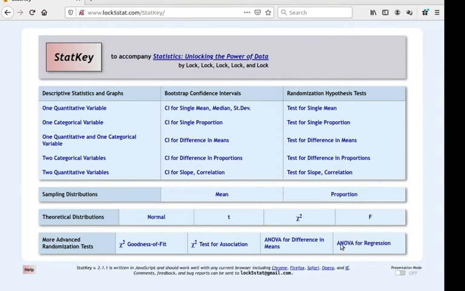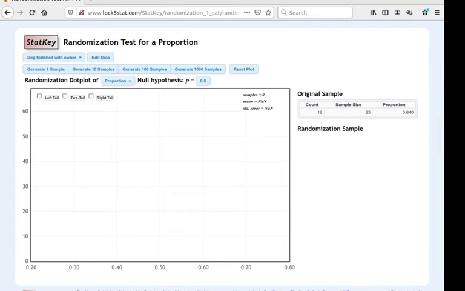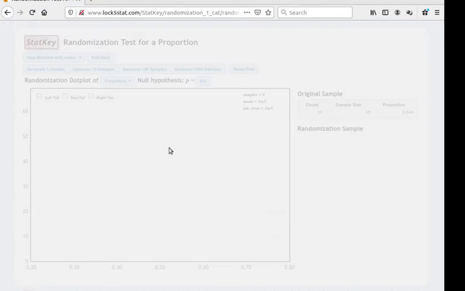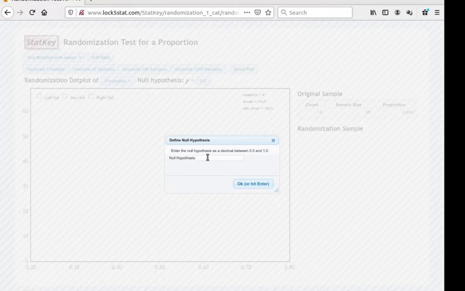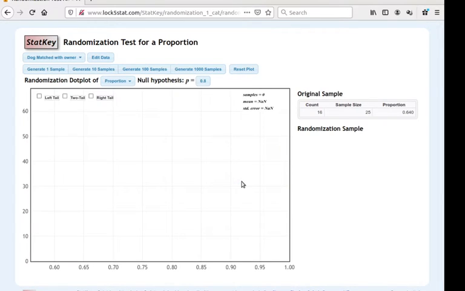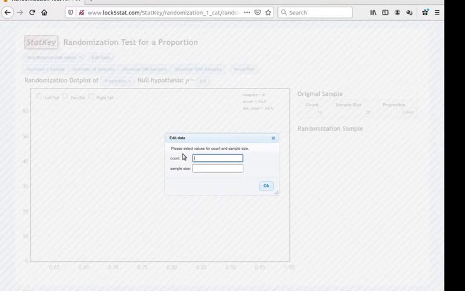So let's see, StatKey. It seems to be testing for a single proportion because we're arguing about whether P is 0.8 or not. So that's testing for a single proportion. Okay, fair enough. And the single proportion that we're arguing about is 0.8. So 0.80, 0.80. Okay. And at this point, I have to enter some data so the StatKey can do something with it. And I think that the data is 21 out of 25.